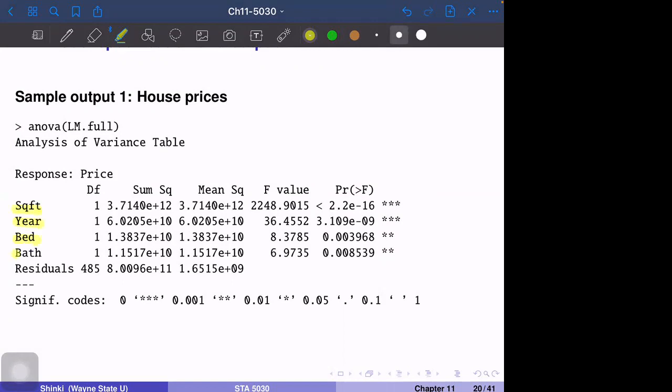So remember that this is a sequential result. And at first, this is the residual. So we have the total size of the variation, that is the sum of (yi minus y bar) squared, taking the summation over i. So this is the total sum of squares.